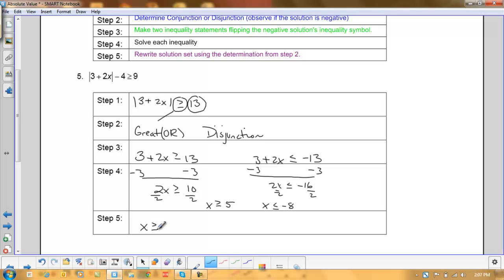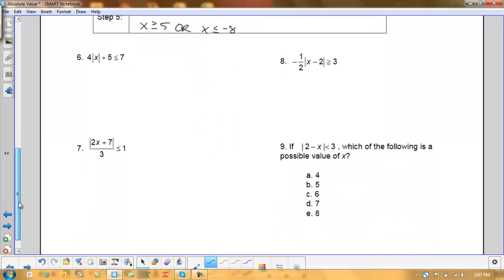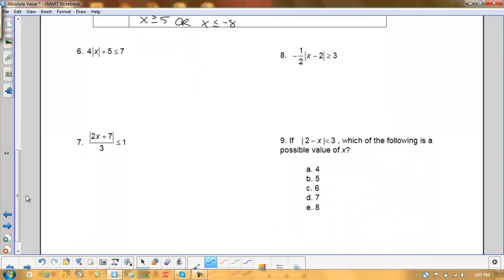x is greater than or equal to 5, or x is less than or equal to negative 8 is the solution. All right, next we're going to run through several more examples so you can see this practice at work, and then we'll have some practice with this moving forward from here.